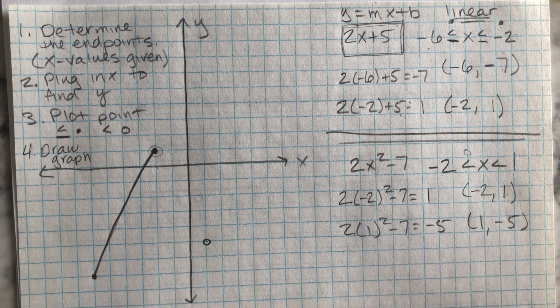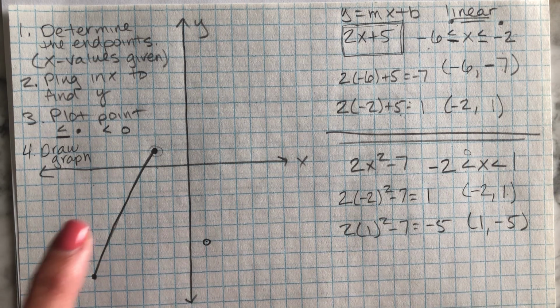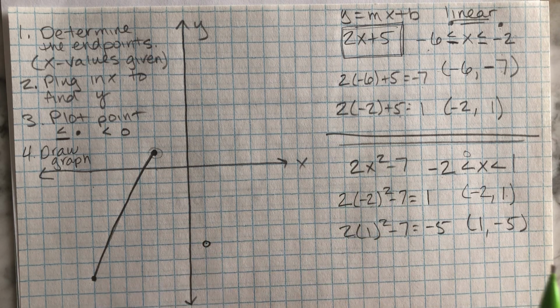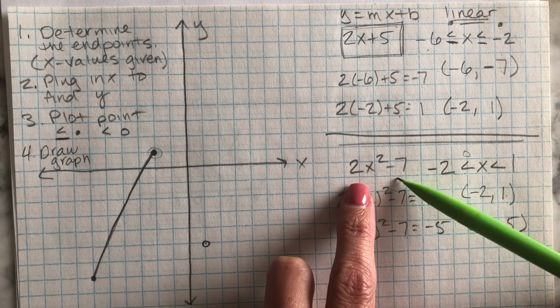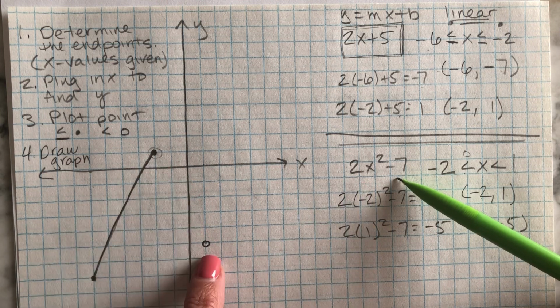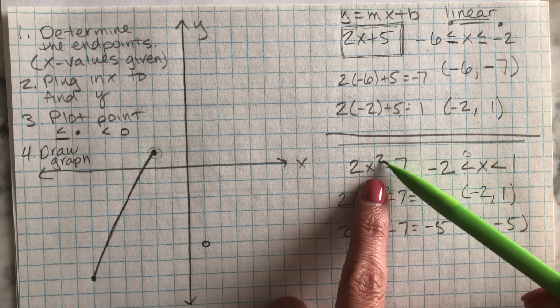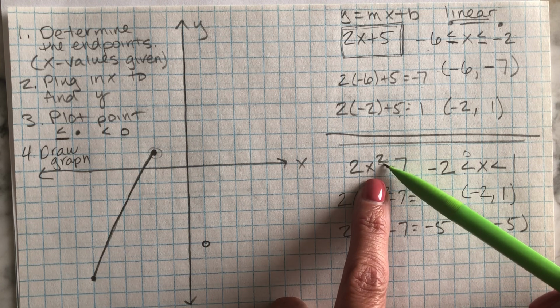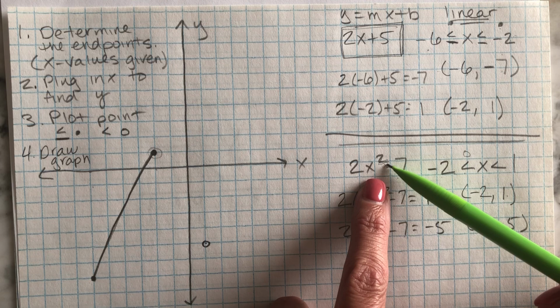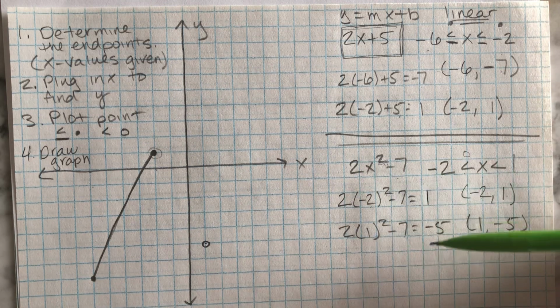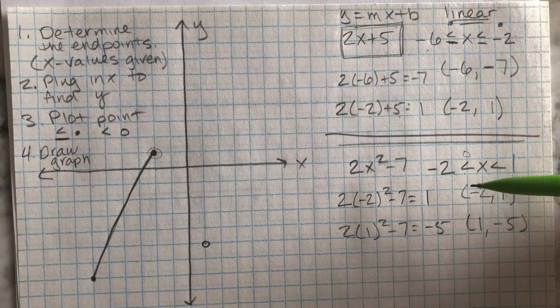And that's open. Okay, so I've got my 2 endpoints. Now I need to draw the graph. So I'm going to go back to my original equation. This is not a linear. This is not a straight line. I know that because of the squared. The squared makes it a quadratic. And quadratics are parabolas. So my graph is going to take that U shape.